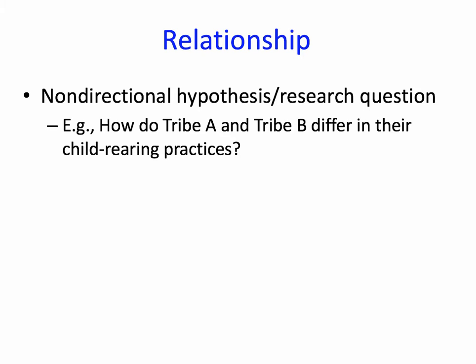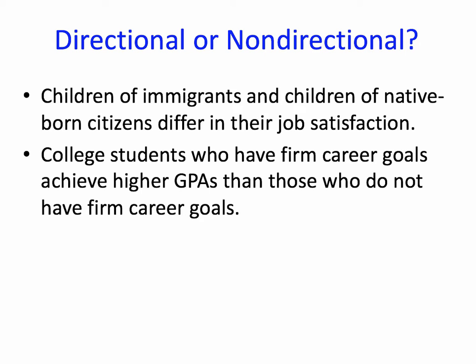And you could make a prediction that there would be significant differences among those 3 particular conditions, and that's why we would be interested in differences rather than necessarily a relationship. So here we have children of immigrants and children of native-born citizens differ in their job satisfaction. So that's a hypothesis. Now, is that directional or non-directional?